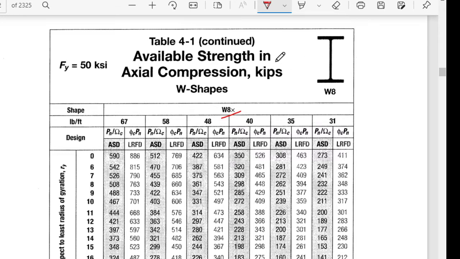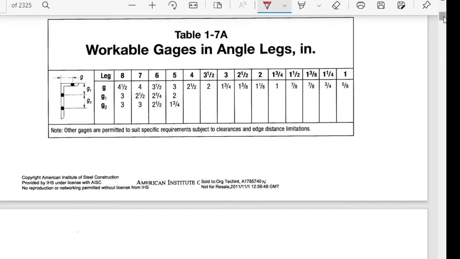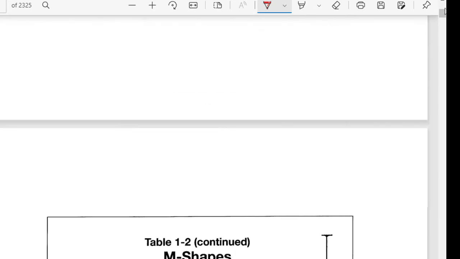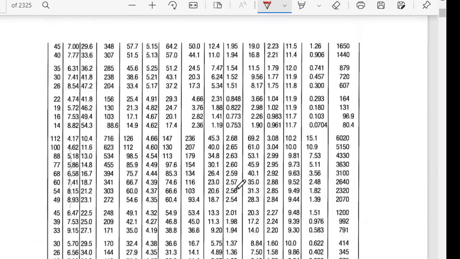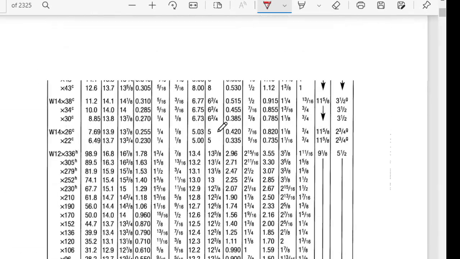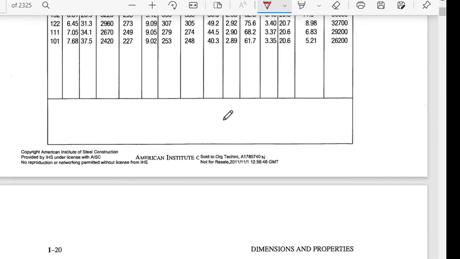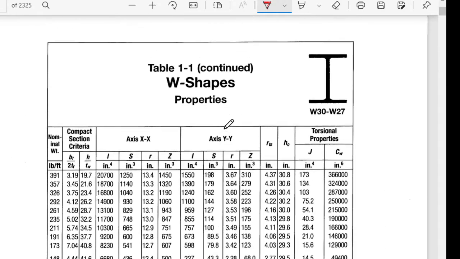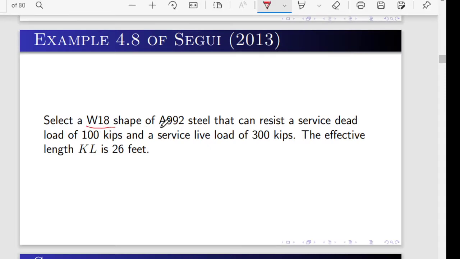So we base on this table 1 for the shape. The shape is W18. Back to these W shapes. Back to the shape of A992 steel.